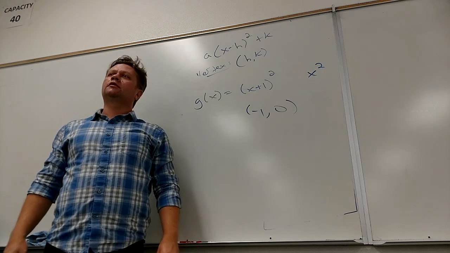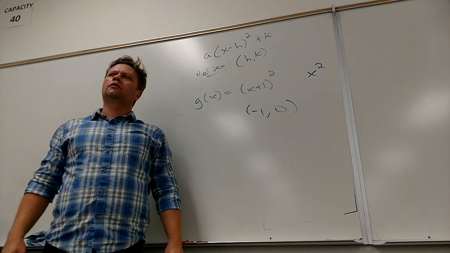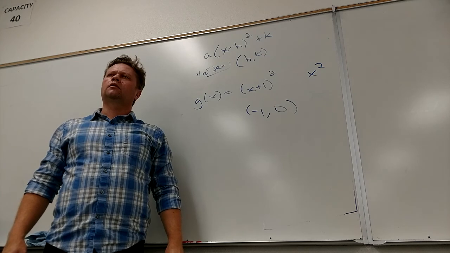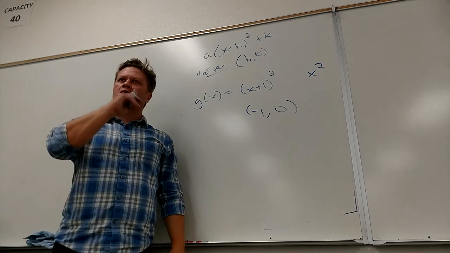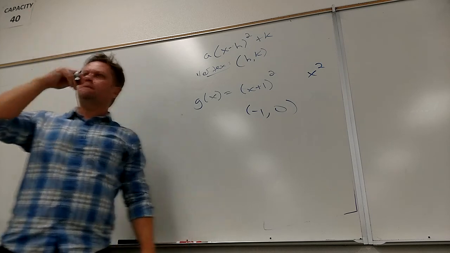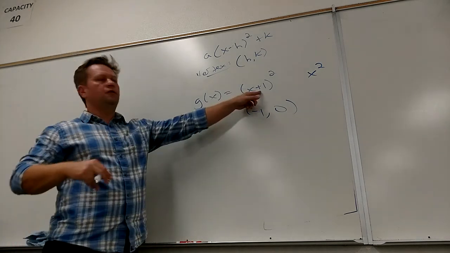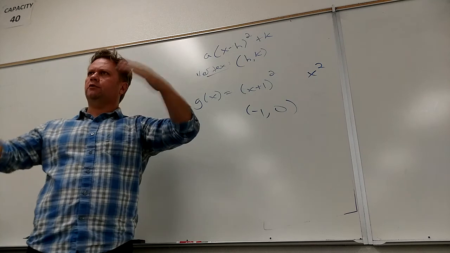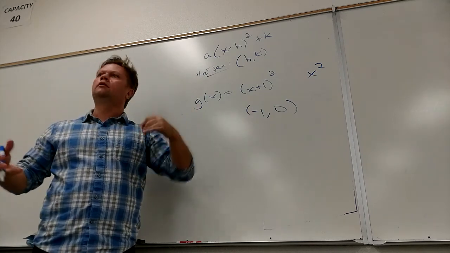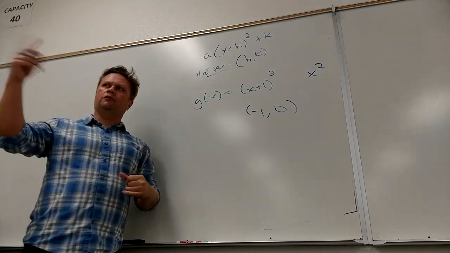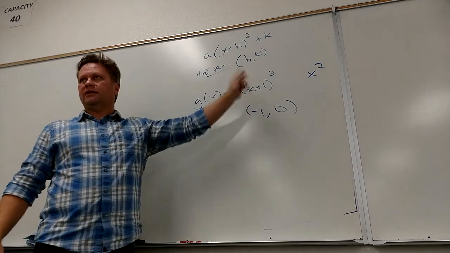Yes, ma'am? What about that minus b over 2a? Let's not do that yet. I'm not done with this one. We'll do a problem like that in a minute. This isn't in the form to use that because it's not in ax squared plus bx plus c form, right? That's a shortcut for when it's in that form. This is in vertex form. I can see the vertex.